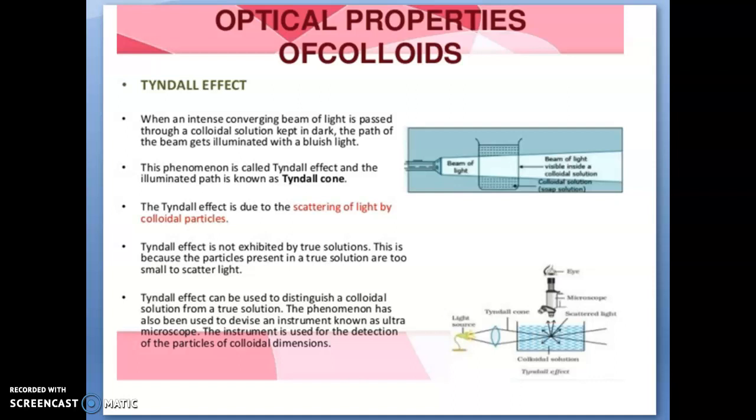The colloidal particle can be detected as a bright spot of light seen moving regularly against a dark background. If you place a microscope at right angle to the light beam, we can see or detect the bright spots of light moving regularly against a dark background. These are the colloidal particles.